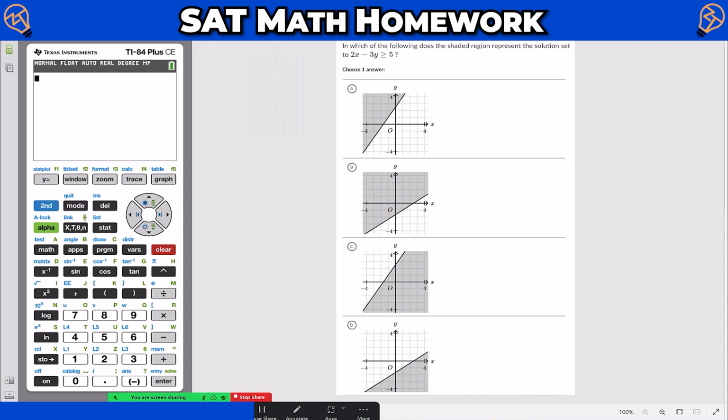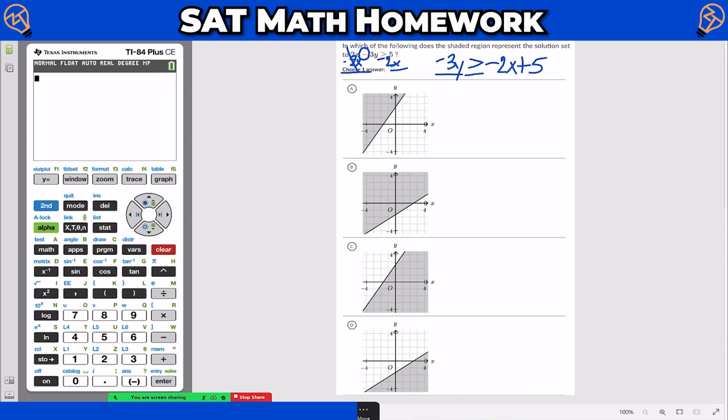So to get y by itself, we're going to go ahead and subtract 2x from both sides. Make sure this negative that's with the 3y comes down in your simplification. We have greater than or equal to, and even though we could put 5 minus 2x, I want it in slope-intercept form, so I'm going to put negative 2x plus 5.